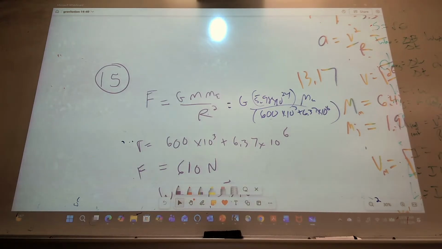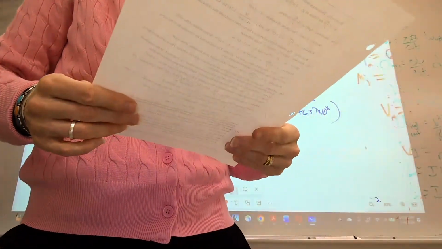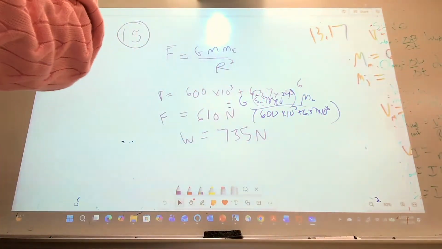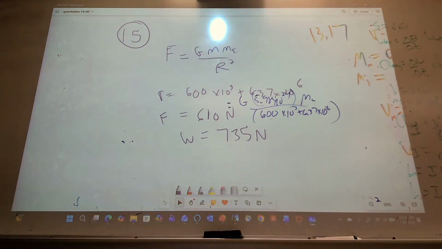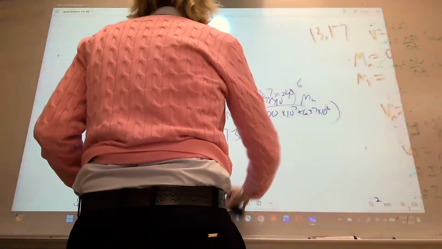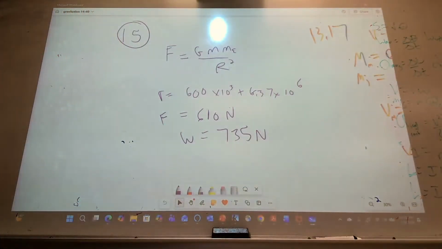Okay, so the weight of the person is 735. Now, this is the gravity force. But the satellite and the astronaut have the same acceleration, so the astronaut's apparent weight is going to feel like 0 because the astronaut is going to feel like he or she is falling. We went into that in the PowerPoint.